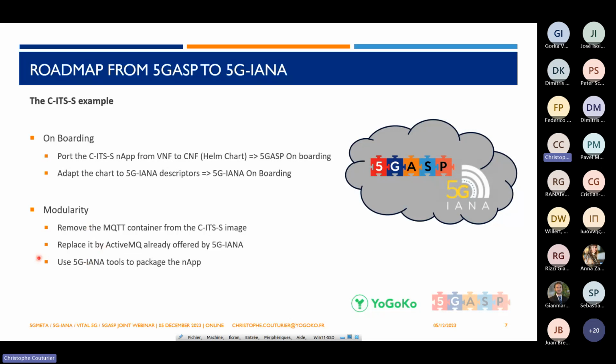MQTT implementation that is provided by 5G-IANA in order to build a new NetApp that will be an assembly between the logic of Yogoko and the classical ActiveMQ implementation of MQTT already available on 5G-IANA. And doing so, we will simplify our NetApp, our development process, our integration process, etc., etc.